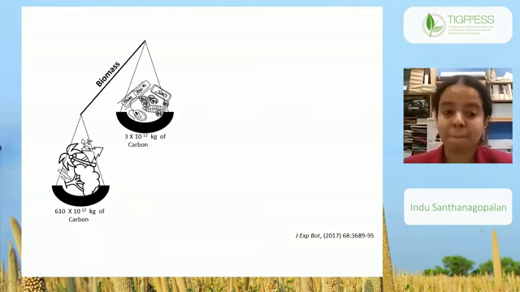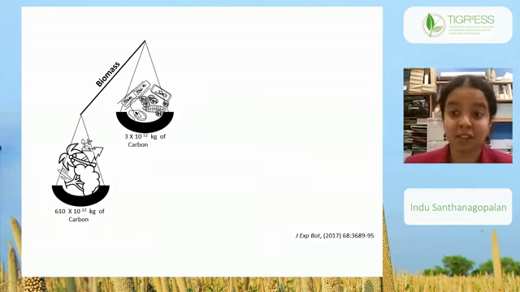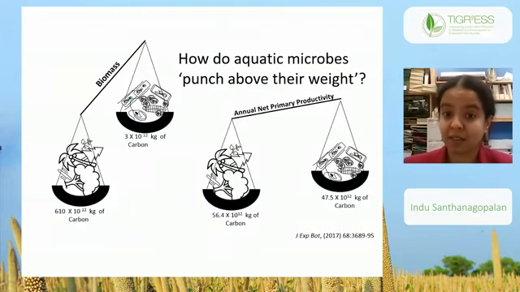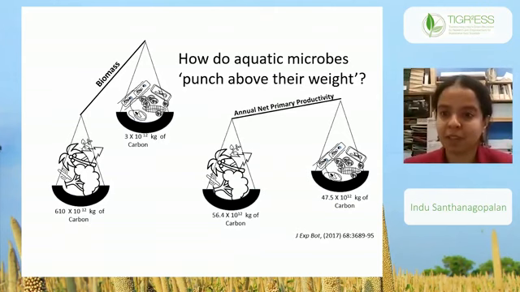To illustrate, if one were to compare the biomass of aquatic microbes to that of terrestrial plants, they constitute about 1/20th of terrestrial plants. However, when one compares their annual net primary productivity in terms of how much carbon they manage to fix, their contribution is almost equal to that of terrestrial plants, which is a pretty incredible feat considering their sizes. So how do aquatic microbes manage to punch above their weight?